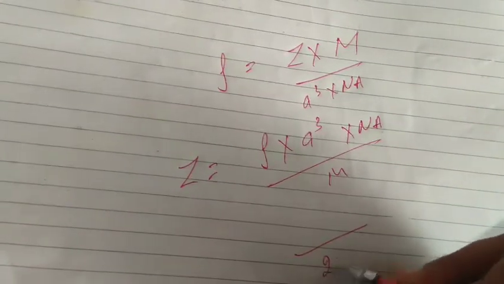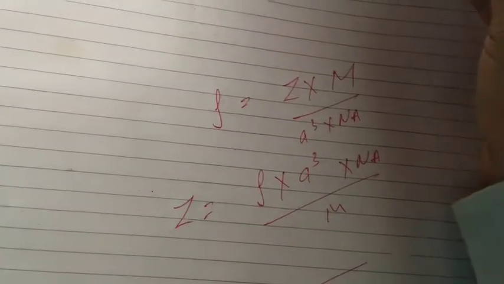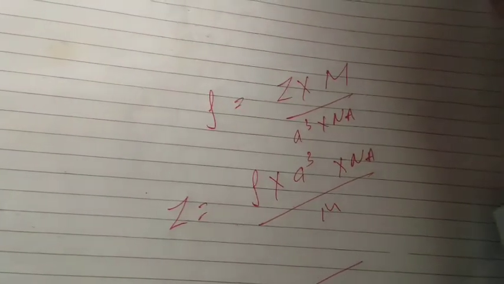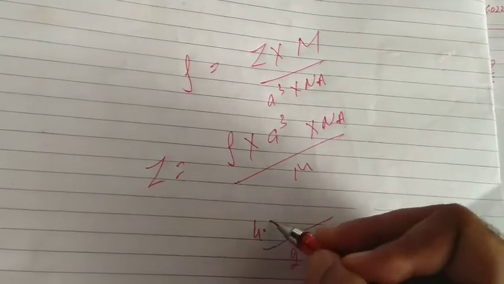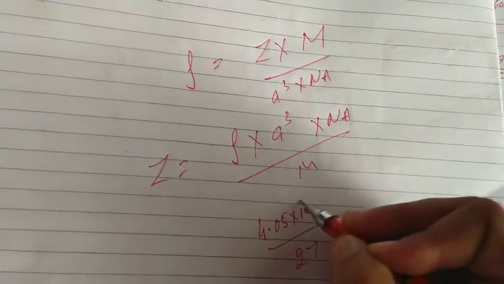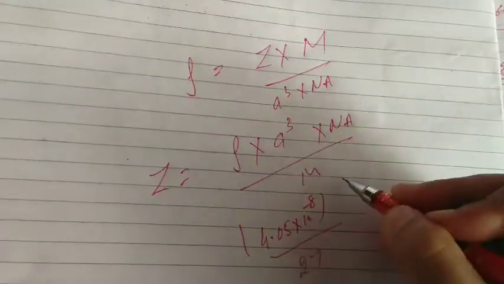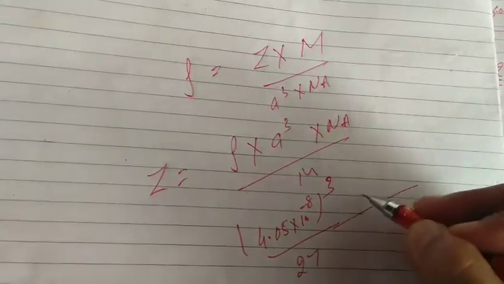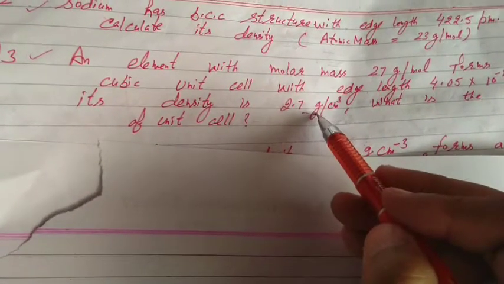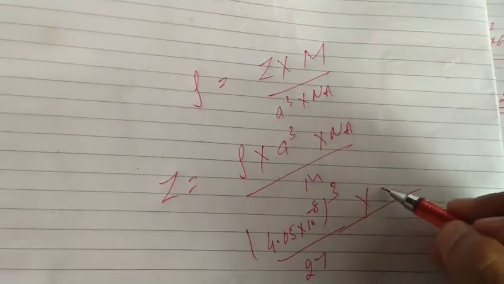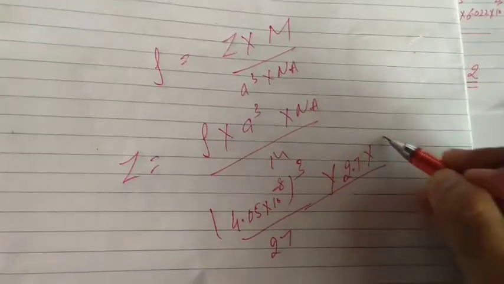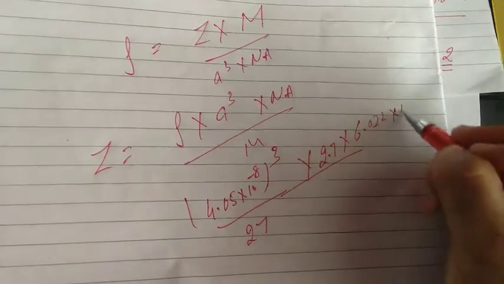27. It forms a cubic crystal system with A length 4.05 into 10 to the power -8 centimeter. Density in the question is 2.7. And Avogadro's number 6.022 into 10 to the power 23.